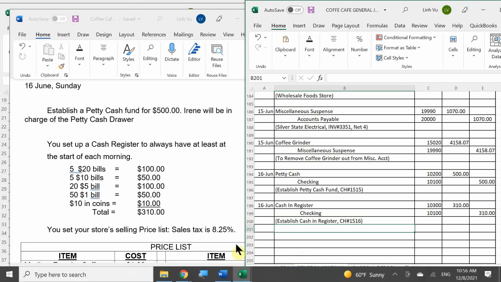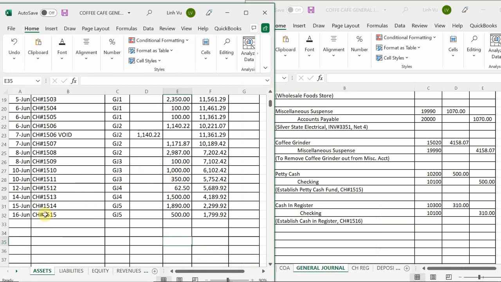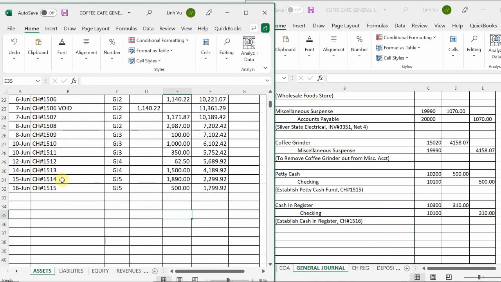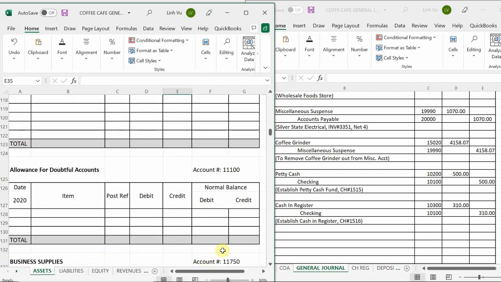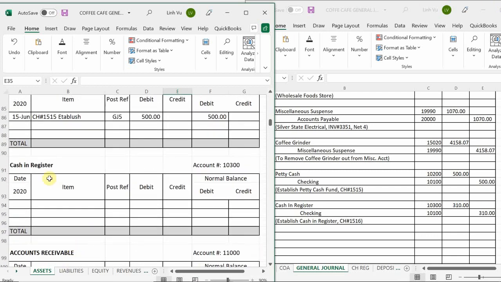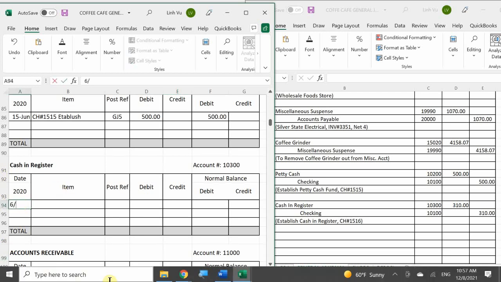And then you will go to the general ledger. Good. Which account am I going to be updating first? Cash in register. Cash in register first. Okay, so here you go. Cash in register. Oh, there we go. Oops, accounts receivable, my bad. Cash in register. Here we are. To establish cash in register, check number 1516.